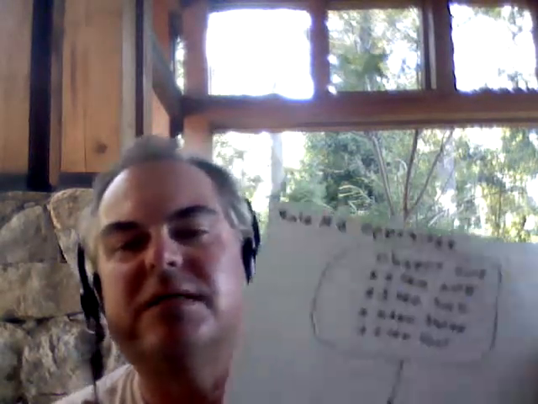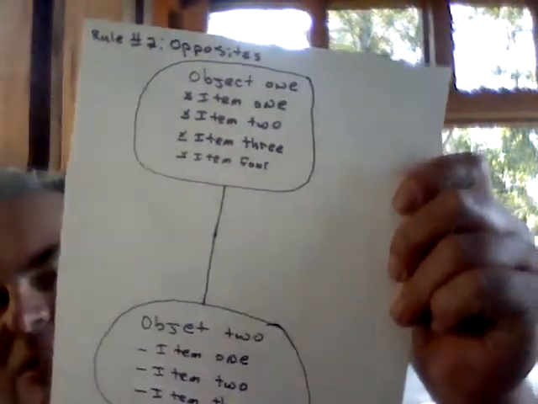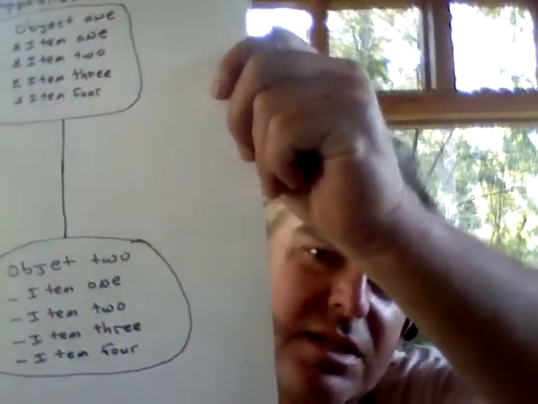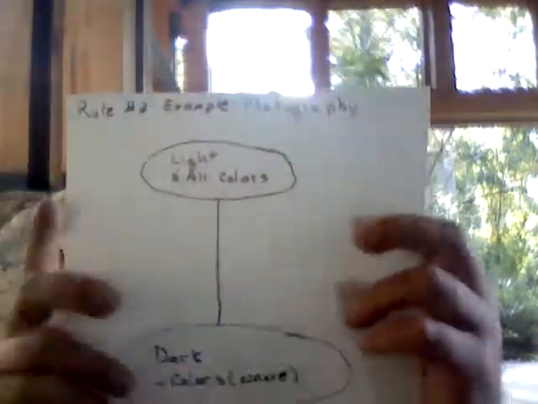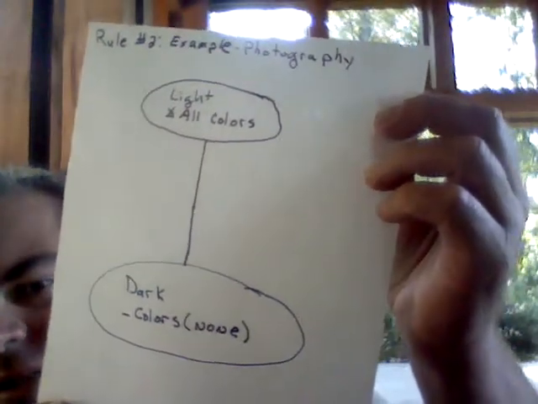Once you have definitions, you come up with a set of opposites. Well, that is, if you see that in object 1 everything's checked, then there must be a condition where it remains unchecked. In object 2, you can see that all the items are left unchecked, meaning it's its opposite. For an example here, I use photography. In photography, light consists of all colors, and dark consists of no colors. And those are your opposites.